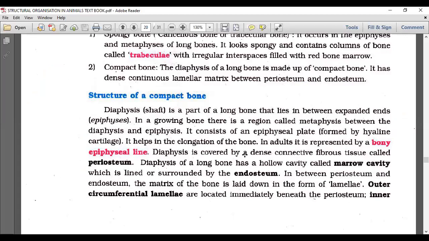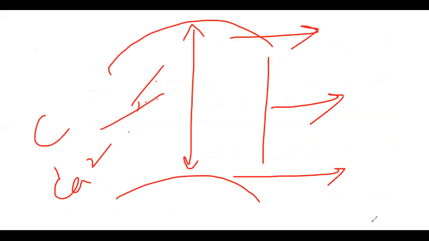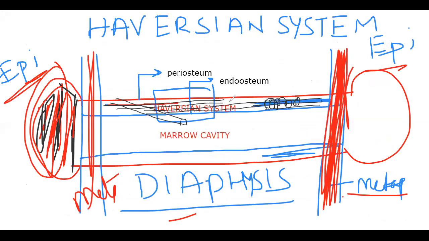The diaphysis is covered by a dense connective fibrous tissue called periosteum. The diaphysis of a long bone has a hollow cavity called the marrow cavity, which is lined by endosteum. In between periosteum and endosteum, the matrix of the bone is laid down in the form of lamellae. This diagram explains the periosteum, irregular dense fibrous connective tissue, and the endosteum, and between them the Haversian system, and this is the marrow cavity.